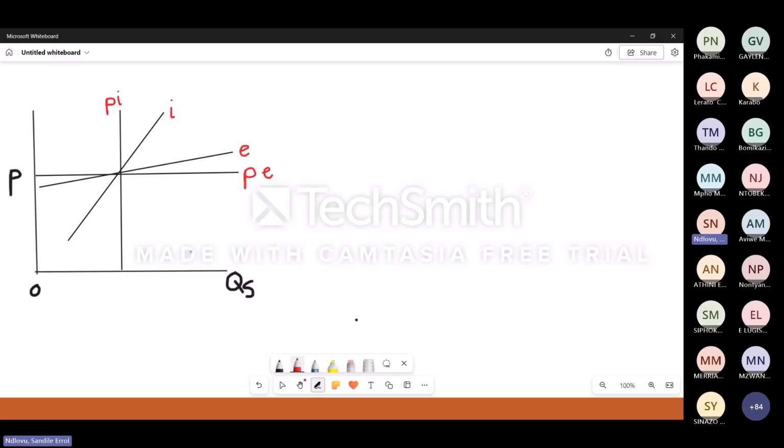Okay. So in summary, just understand that a supply curve that is a vertical line is perfectly inelastic. A steep supply line is inelastic. A flat supply line is elastic. And a horizontal supply line is perfectly elastic.